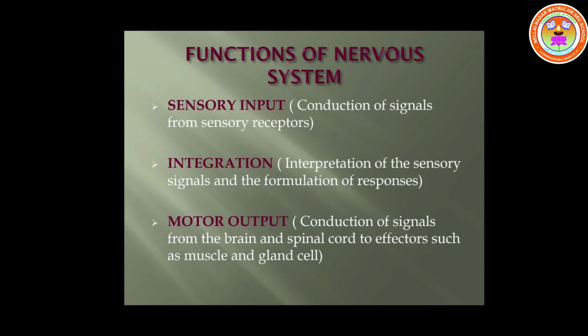Next is the integration: interpretation of sensory signals and the formulation of responses. They help to interpret the signals and formulate the responses. Next is the motor output: conduction of signals from the brain and spinal cord to effectors such as muscles and gland cells. So, it sends the output to the effectors such as muscles and gland cells.